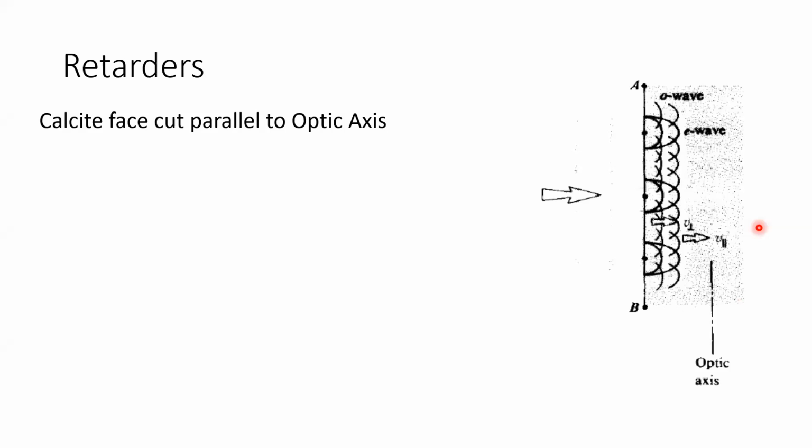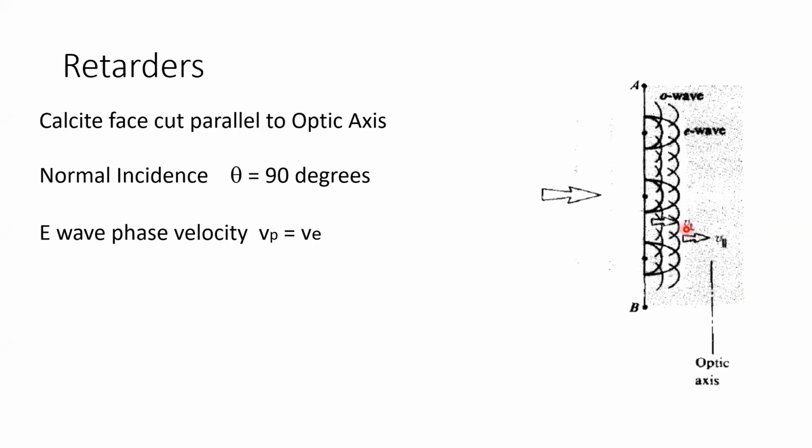Now you can go back to the equations. Remember, there were two equations. One was Vp squared cosine squared theta plus Vo squared sine squared theta is equal to 0. The other was the equation about alpha, which also had theta. So put theta equal to 90 degrees there, and of course the incidence is normal incidence. What we get from those equations is that the phase velocity of the extraordinary E wave is equal to VE.